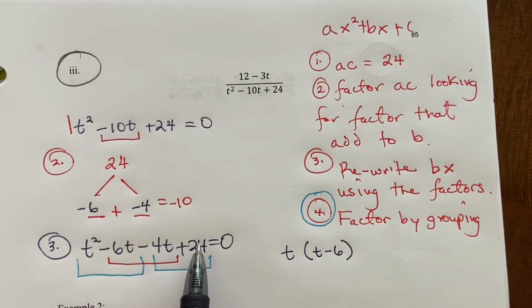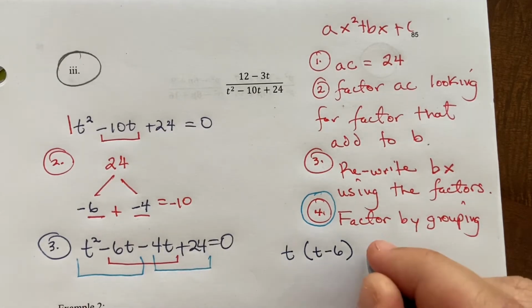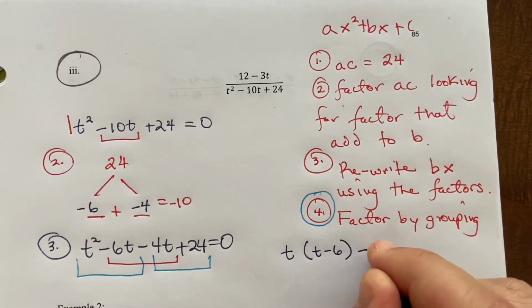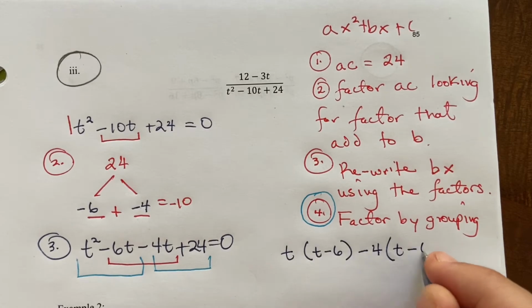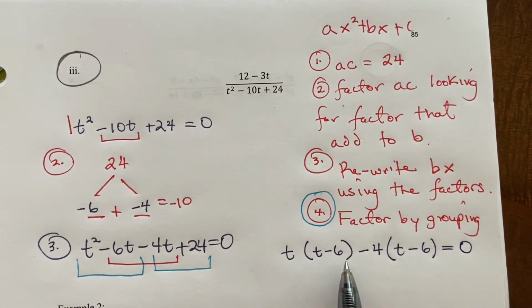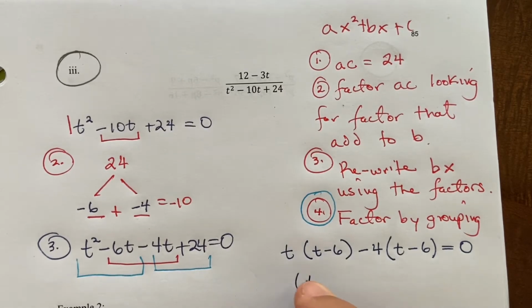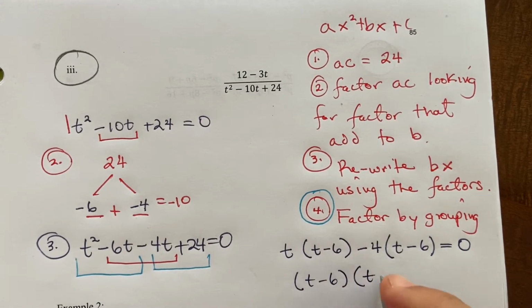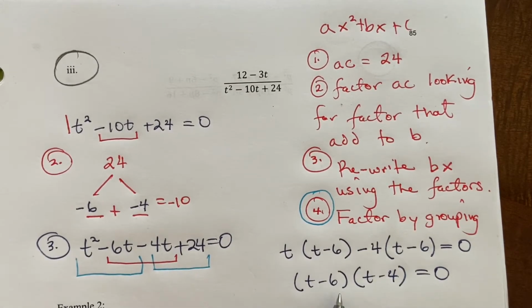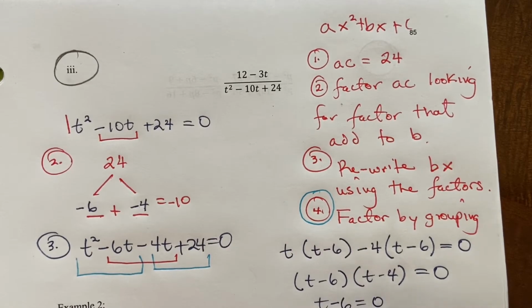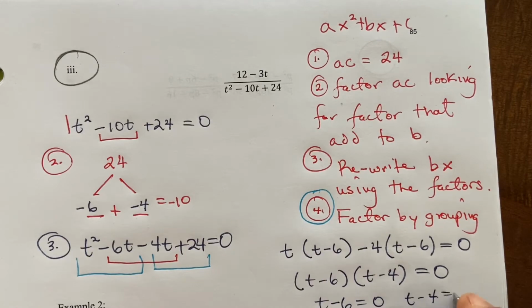Out of these second 2, I will factor out a negative 4. So negative 4, leaving behind a t minus 6, right? Negative 4 leaves behind t minus 6 again. And then factor out the t minus 6, which is shared. T minus 6, t minus 4 is left behind. And now I can say, okay, from the zero product property, t minus 6 needs to be 0, t minus 4 needs to be 0.